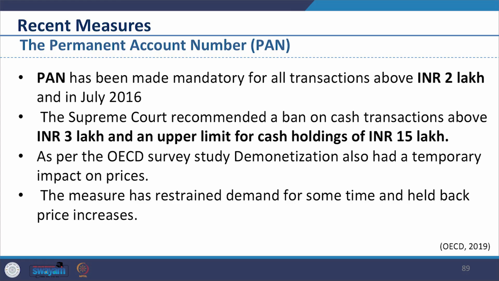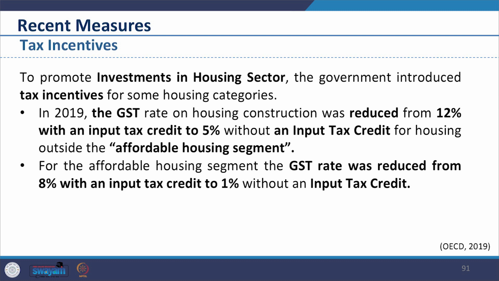Now, we also look at other measures to regulate the housing issues which the government has taken. The Permanent Account Number, PAN, has been made mandatory for all transactions above 2 lakh rupees. And in July 2016, the Supreme Court recommended a ban on cash transactions above 3 lakh rupees and an upper limit for cash holdings of 15 lakh rupees. As per the OECD survey study, demonetization also had a temporary impact on prices. The measures have restrained demand for some time and held back price increases. We also see that in order to promote investments in the housing sector, the government introduced tax incentives for some housing categories.